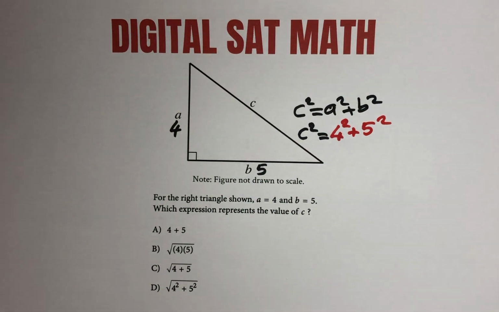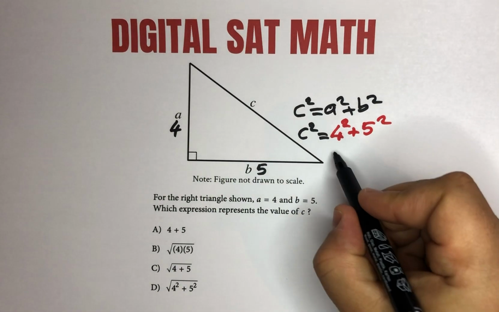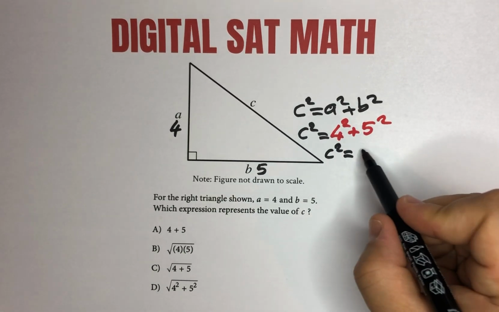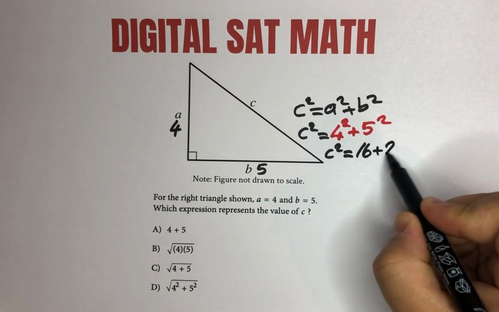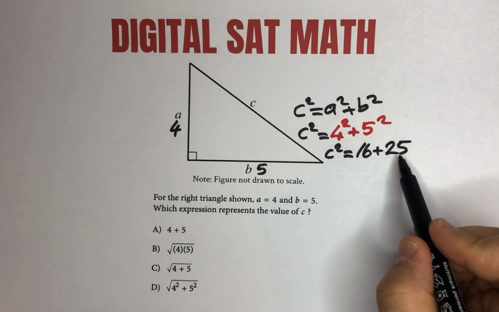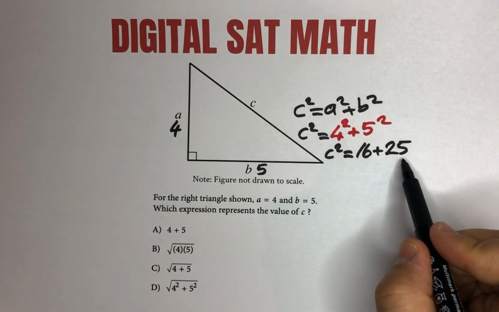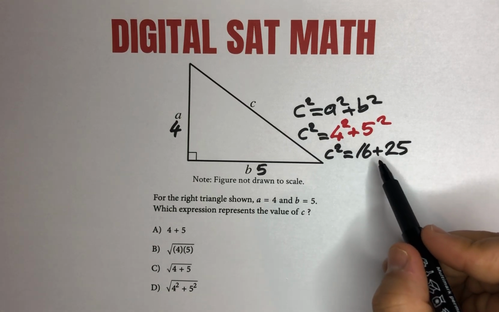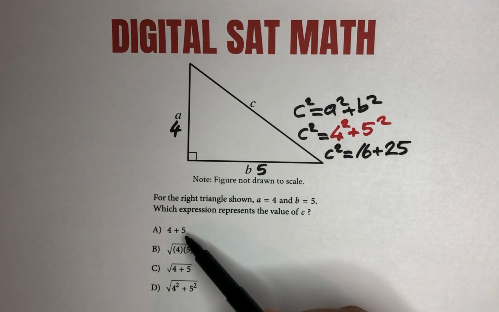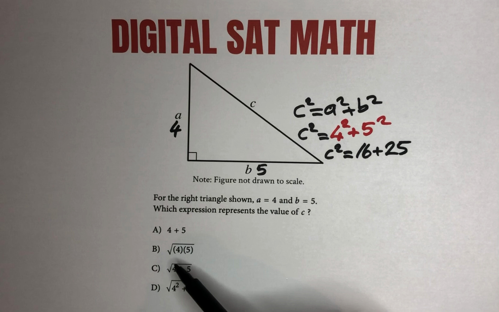And when we go ahead and calculate the values, C squared is going to be equal to 4 squared is 16 plus 25. And so technically, if you just go ahead and calculate these, you will get 41. But if you pay attention to the choices, in choice A, you've been given 4 plus 5. In choice B, 4 times 5 in the root. Again, in the root 4 plus 5, or in the root 4 squared plus 5 squared.